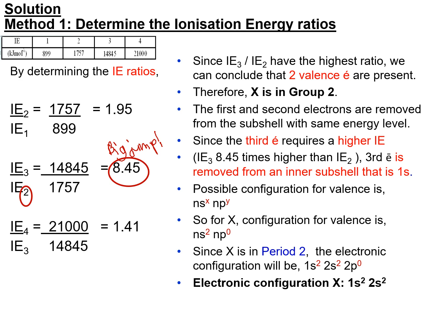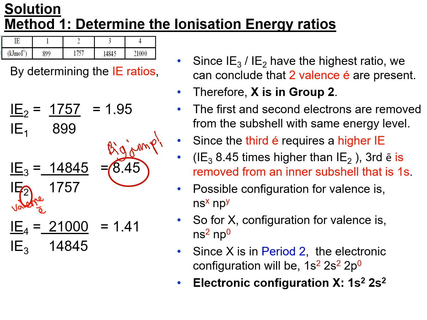So bila ada big jump kat situ, meaning apa? Meaning that bila kat sinilah berlakunya untuk kamu ambil elektron di inner orbital. Okay, so kita tengok kat sini, since ionization energy yang ketiga punya ratio dengan IE2 have the highest ratio, which is 8.45, we can conclude that there will be 2 valence electrons. Okay, dia hanya akan ada 2 valence electrons. So kiranya valence electron dia terletak pada ratio yang di bawah ni. So sebabkan IE3 bagi IE2 ada big jump, therefore you akan ada 2 valence electron.